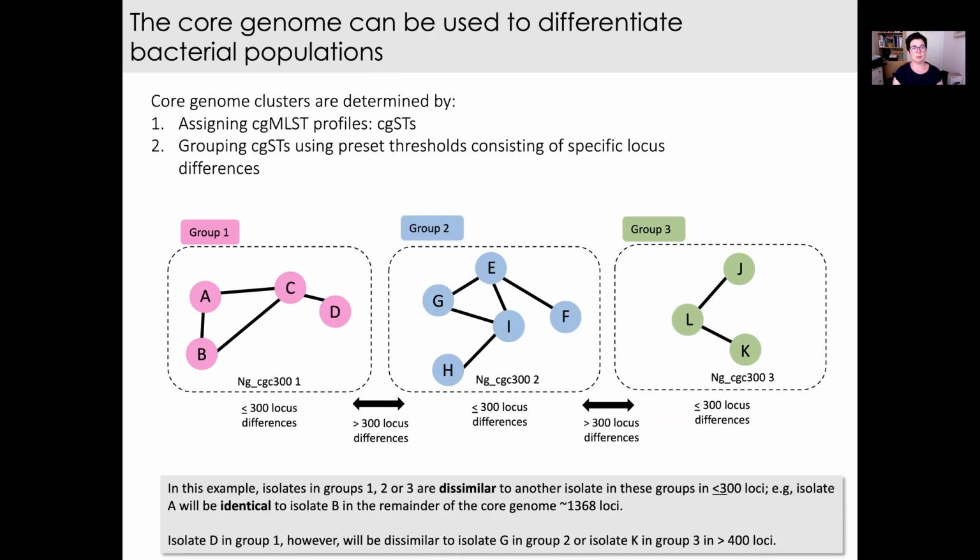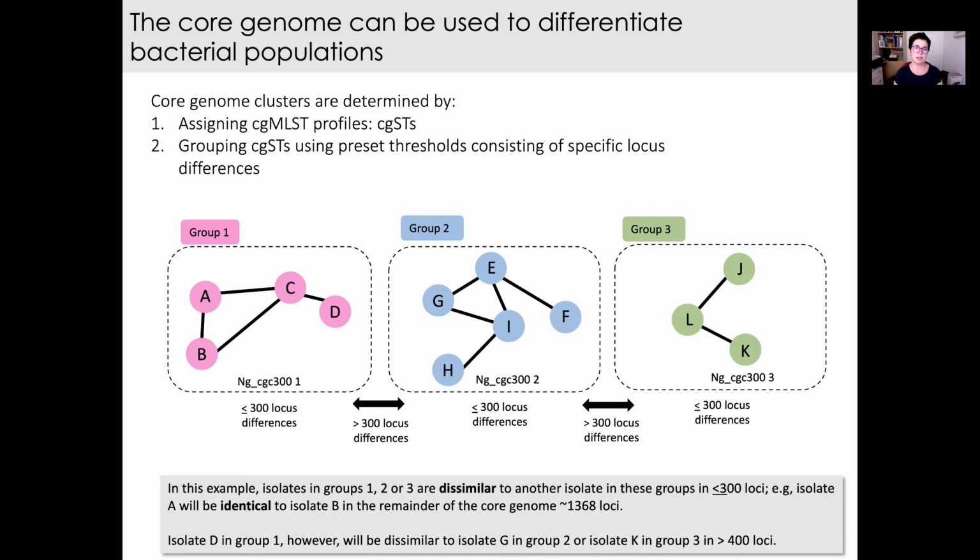The core genome is particularly important because we can use this to differentiate bacterial populations, and this is particularly relevant for those bacteria which may be subject to horizontal gene transfer more than others. So once the core genes are defined, and we have a cgMLST scheme, we can then assign core genome sequence types for each isolate. So this is essentially the same as an MLST scheme, except that it's across the core genome.